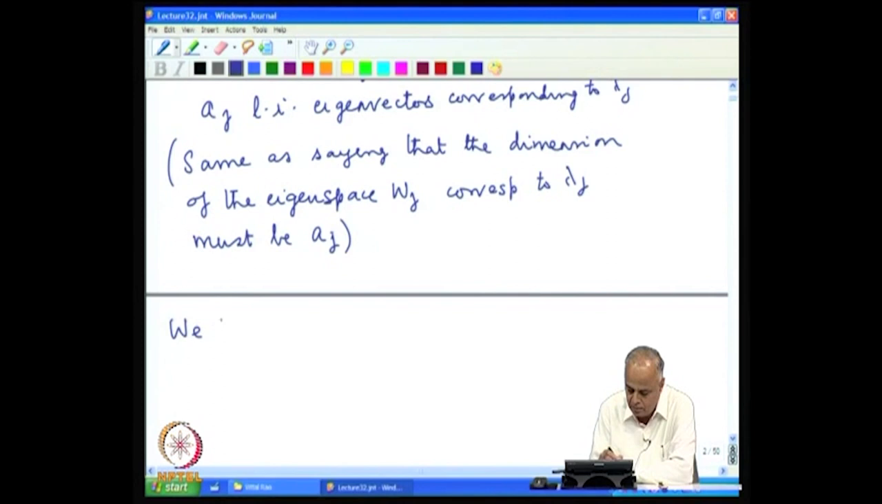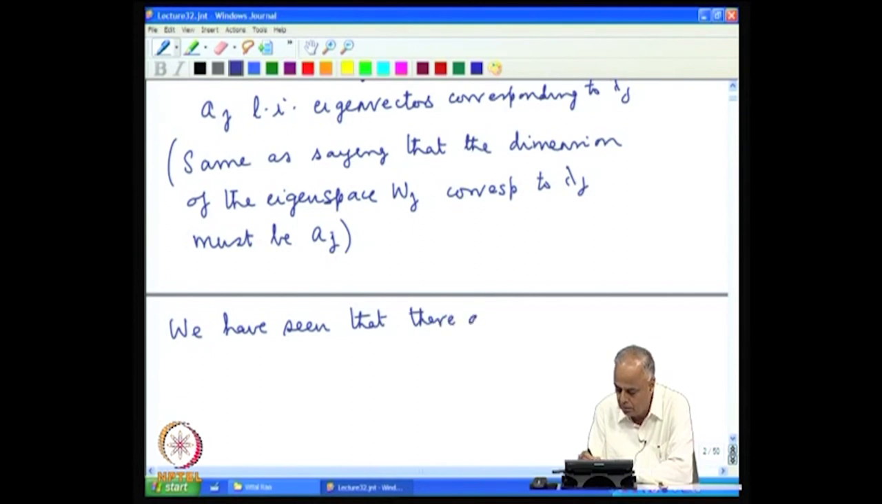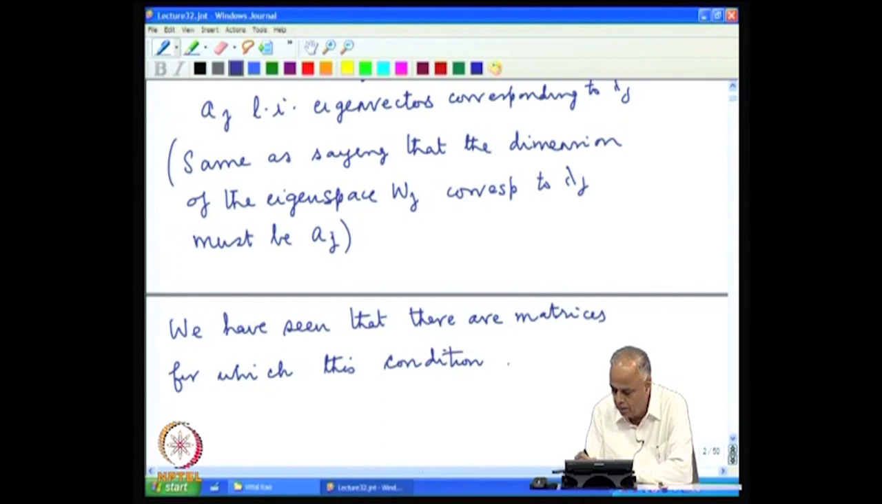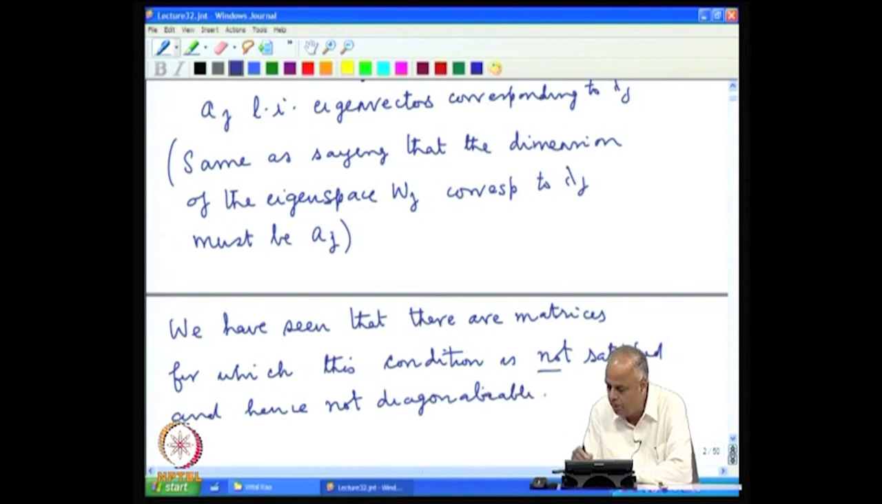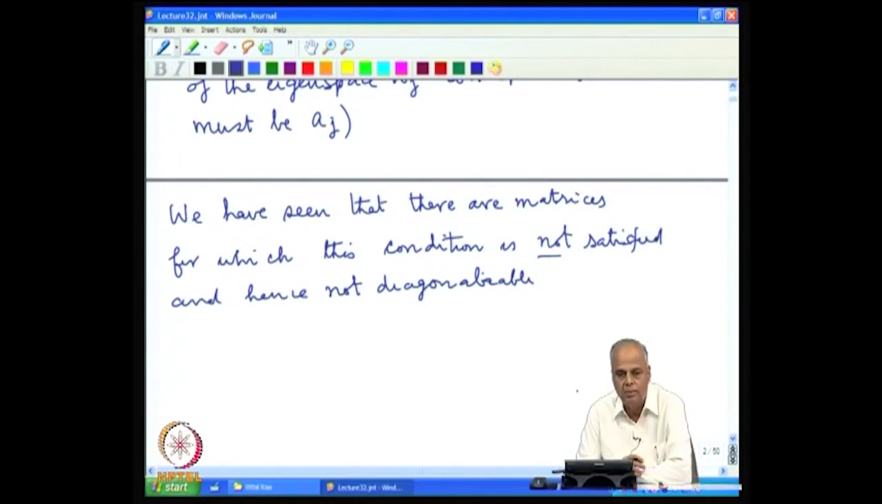And we have seen that there are matrices for which this condition is not satisfied, and hence not diagonalizable. So, there are matrices for which the geometric multiplicity will become less than the algebraic multiplicity for some eigenvalues, and hence the matrix fails to be diagonalizable.